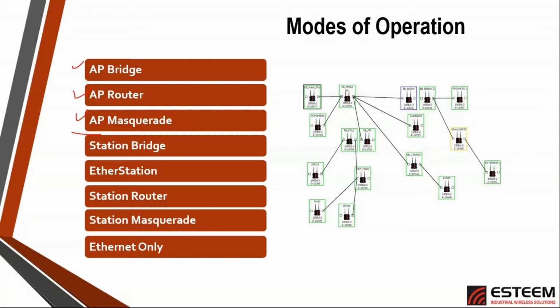And as you see here, we have 4 different station modes: station bridge, ether station, station router, and station masquerade. All of these fall within the category of mobile. Okay, these are going to be the devices that are going to roam between our fixed points, which are our access point, bridge, router, and masquerade.